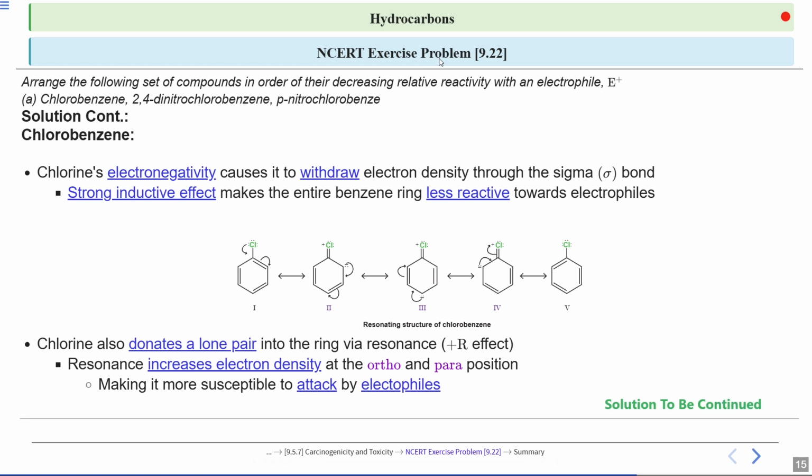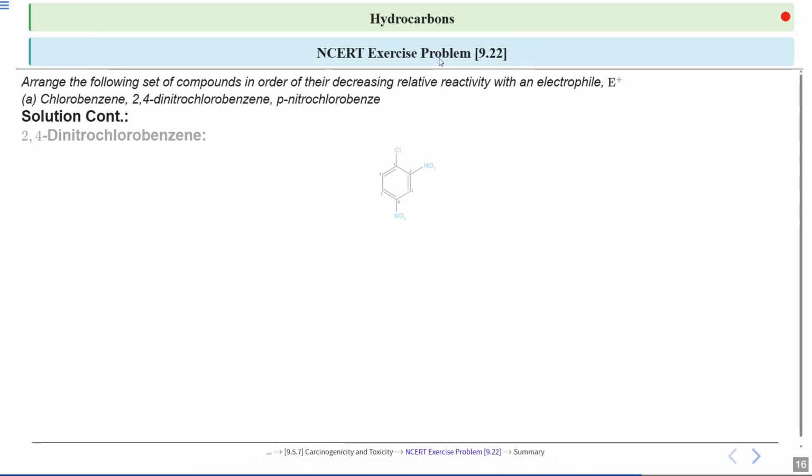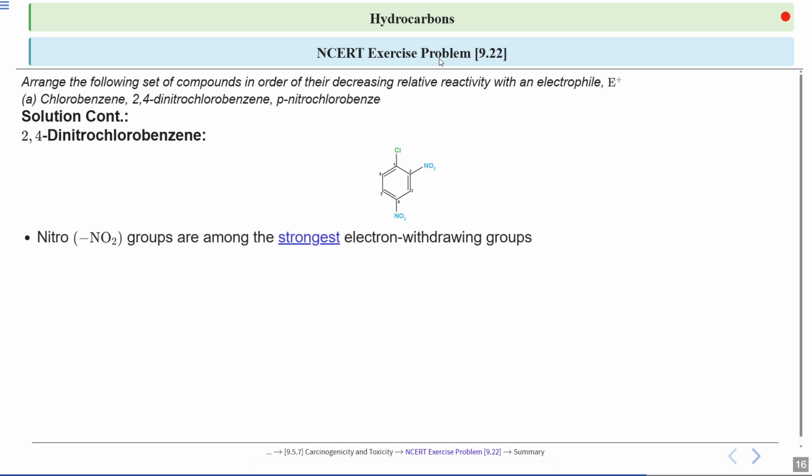So this was all about chlorobenzene. Now, continuing the solution, let us focus on 2,4-dinitrochlorobenzene. Here is its structure. Notice it has two nitro groups attached to the benzene ring along with a chlorine atom. The positions of these groups are important in understanding their effects.